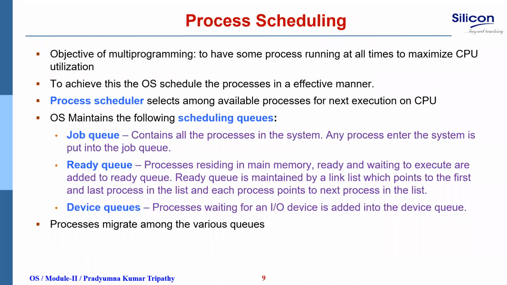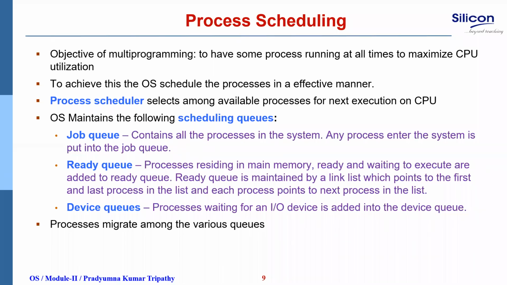Now the question is, why do you have process scheduling? What is the need for process scheduling? The objective of multiprogramming is to have some process running at all times to maximize CPU utilization. We want the CPU to be busy. Always, the CPU must go on doing something.